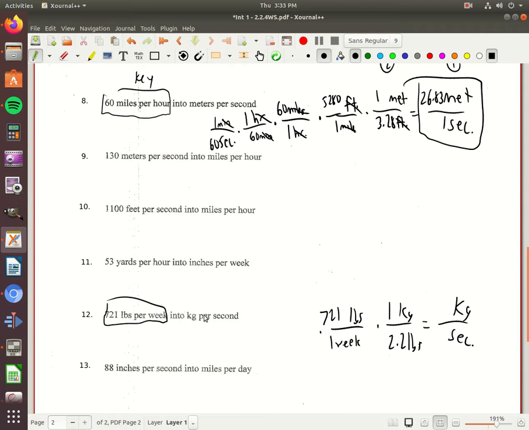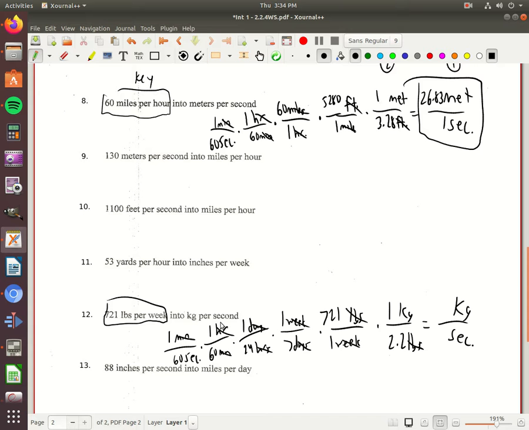And now I need to go to seconds. Well, 1 week is the same as 7 days. 1 day is the same as 24 hours. 1 hour is the same as 60 minutes. And 1 minute is the same as 60 seconds. And again, if you cancel out the minutes and the hours and the days and the weeks and the pounds, you'll see you're left with kilograms on top and seconds on bottom, which is what we wanted.